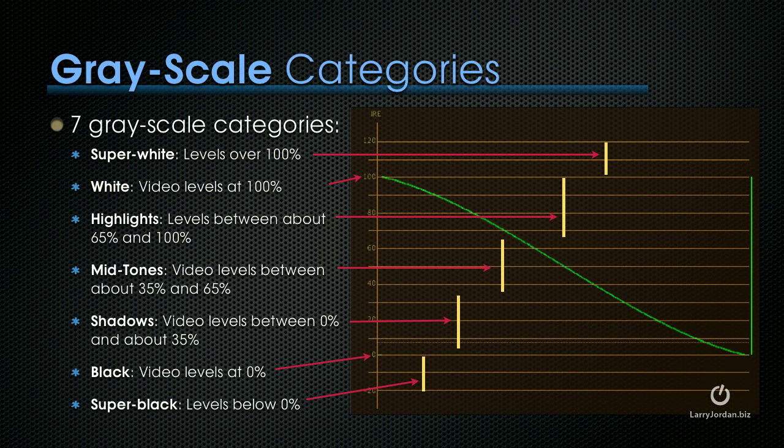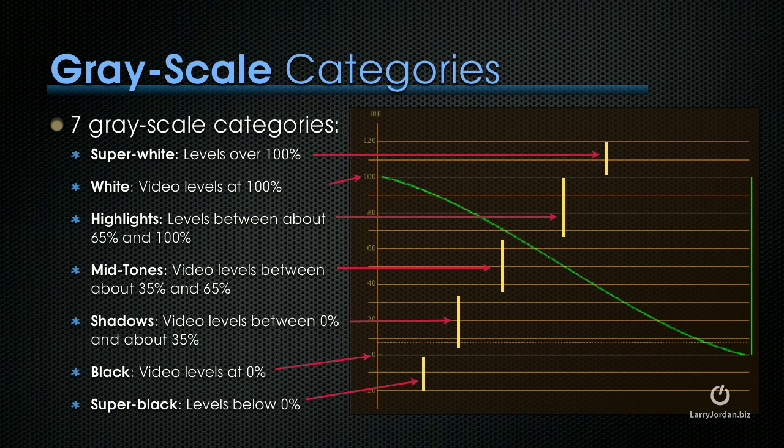When we talk color correction, we're always dividing the image into two sections: the grayscale values, how light or dark each individual pixel is, and the color values, what color, what shade, what hue and saturation each pixel is. When we talk grayscale, we talk ranges. There's 7 ranges. There's super white, which are white levels, grayscale values over 100%.